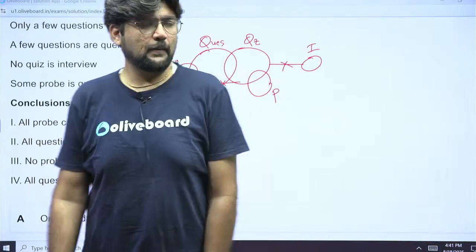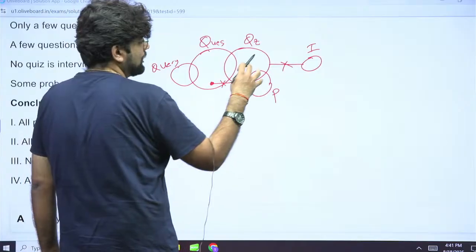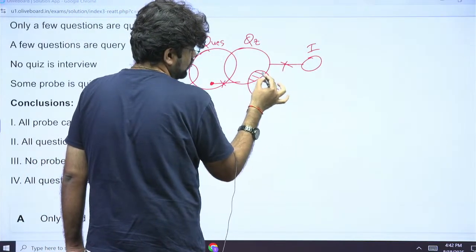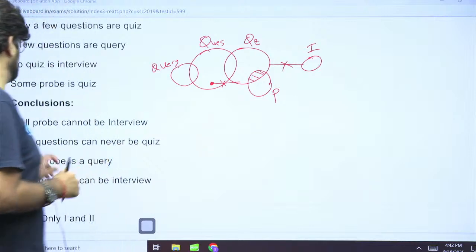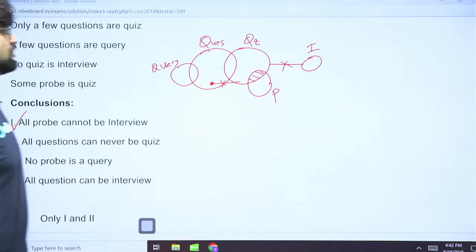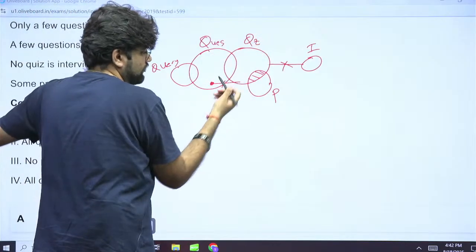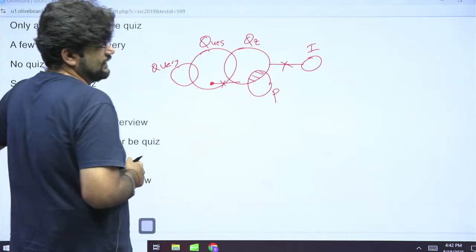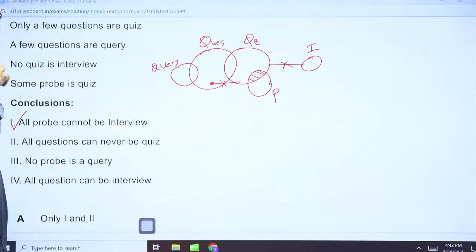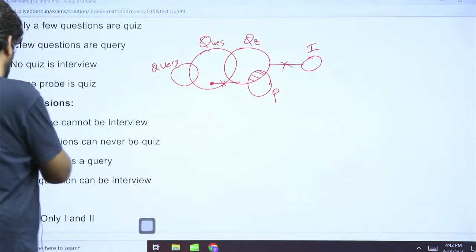All probe cannot be interview, or all probe can never be interview. One and the same thing. See, all part of probe can never be going in the interview. Why? Because this part is restricted to go in interview. So this is true. This is a definite conclusion. Okay. All questions can never be quiz. Of course, because some not restriction is also there. In only a few, can never always applies. So this is also true.